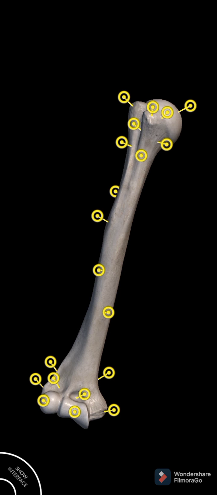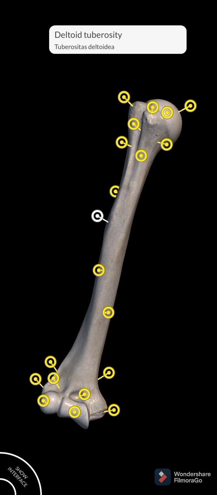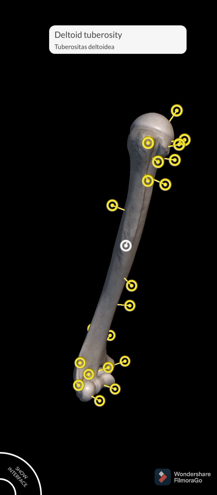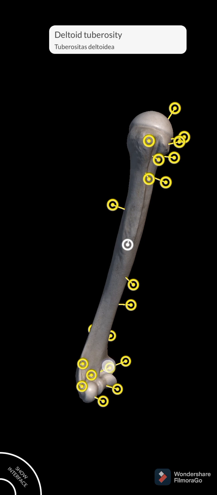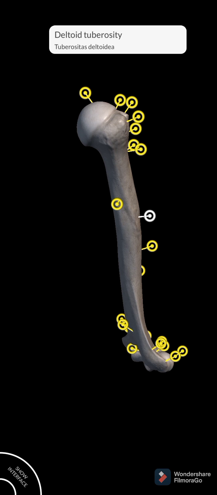The body of the humerus consists of a roughened elevation that is present on the anterolateral surface of the humerus, which is called the deltoid tuberosity. Posterior to the deltoid tuberosity there is a groove for the radial nerve called the radial groove.